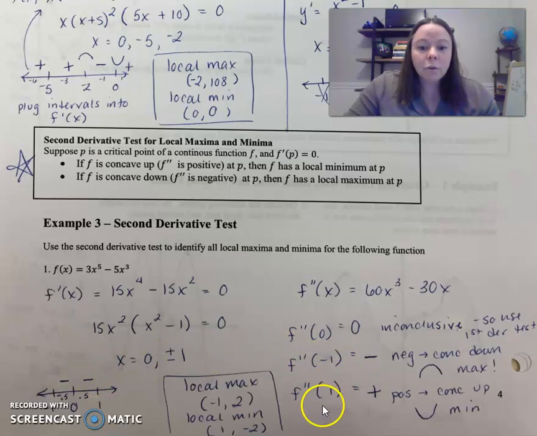Now when you test the other critical numbers in the second derivative though, at -1 you get a negative. Well, if the second derivative is negative, that means your function is concave down. And if your function's concave down, this must be a relative max. And then at 1, if you test that in the second derivative, you get a positive number, meaning the function is concave up, so you have a relative min. And that's using the first and second derivative test.